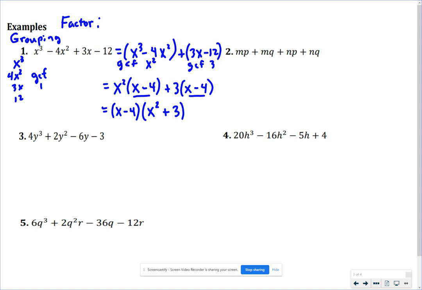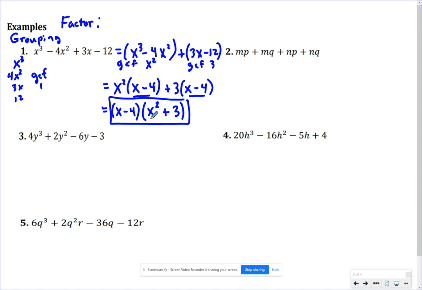Okay, so the first set of parentheses, I have my common binomial. And in the second set of parentheses, I have the GCFs that I found in my groups. And that is our answer. We've taken the original polynomial, we have written it as a product. I want you to think about checking your answers. You can multiply this back together to check your answer.